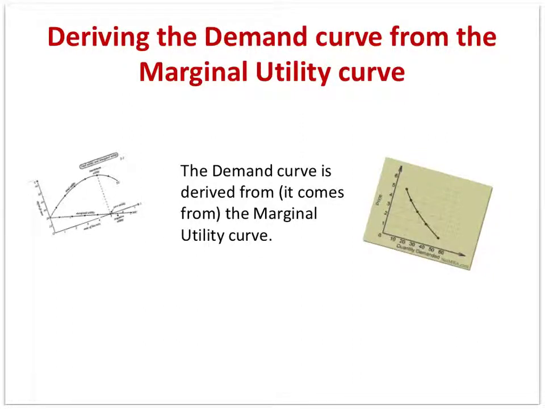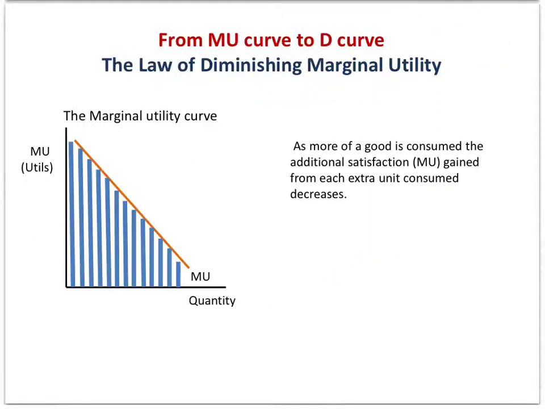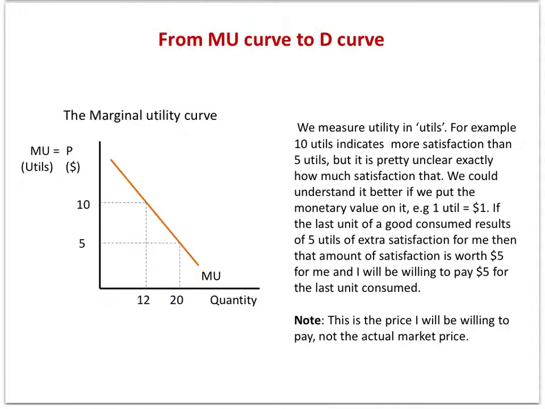In this video, I'm going to explain how the demand curve is derived from the marginal utility curve. We will start with the marginal utility curve and the law of diminishing marginal utility. Marginal utility curve slopes downwards. It shows that as consumers consume more of a good, they get less extra satisfaction from each additional unit consumed.